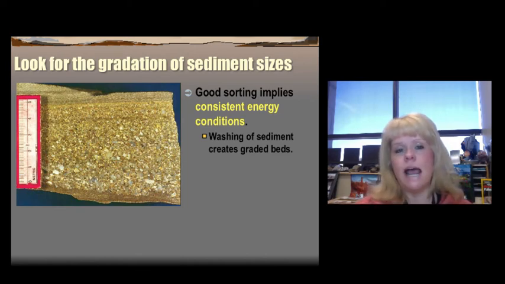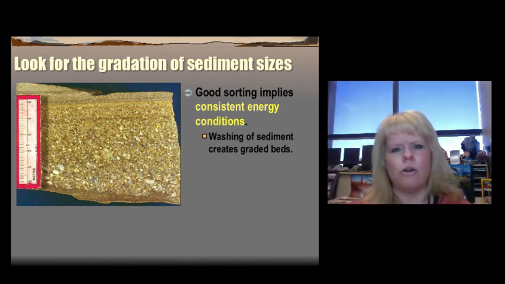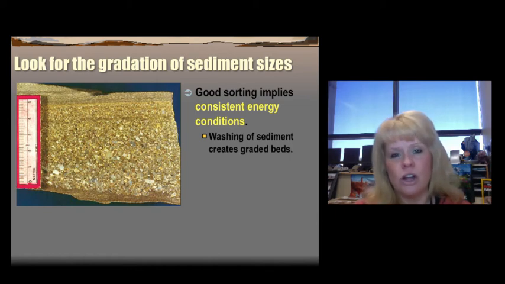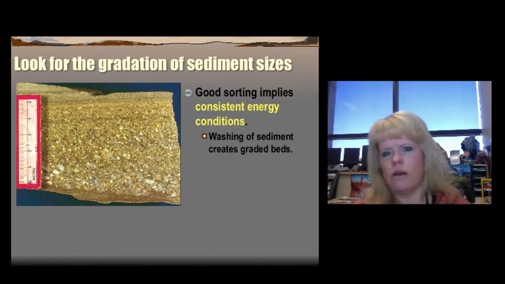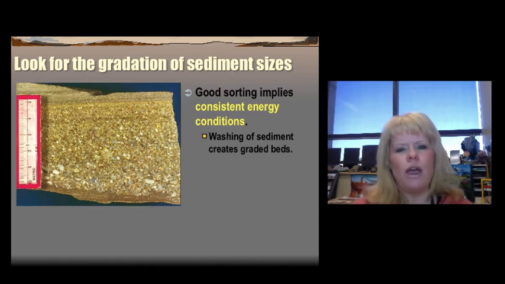On the flip side, if you see a rock layer where it's just an accumulation of all different sizes, like a conglomerate or a breccia, then you're looking at very inconsistent energy environments. Like you have a flood, then the movement of the water is very slow. You have a flood, it's slow. So it's not consistent. And when you see graded beds, that tells you they're consistent.